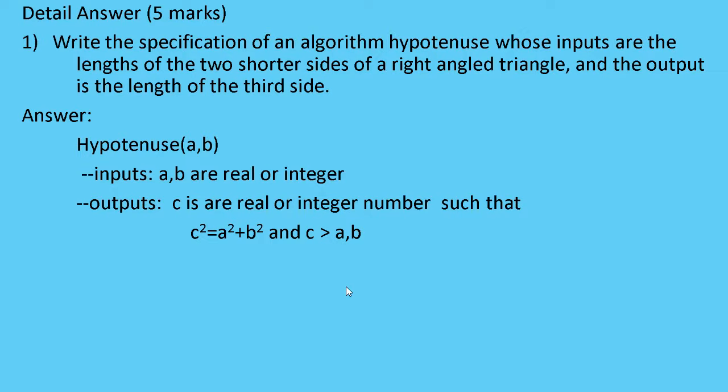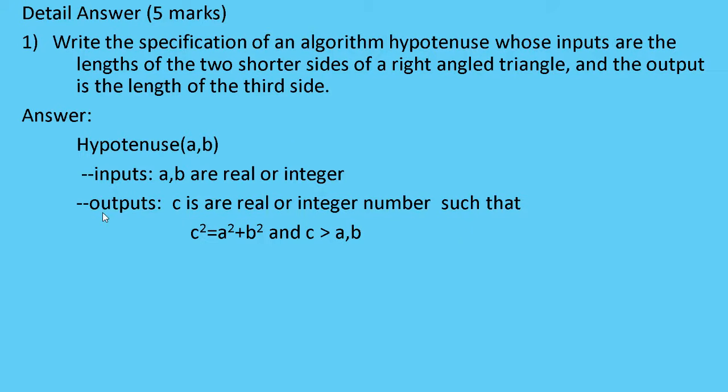For the specification, first we have to give the title, that is the algorithm name, and within parenthesis we have to give the inputs. Then write the inputs and outputs: the input property, the output property, and the input-output relation. So first, the name of the algorithm is hypotenuse, with parenthesis A and B as the two sides. Next, inputs: A, B are the two inputs. A, B can be real or integer.